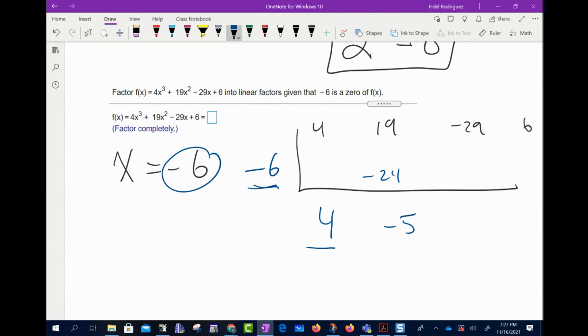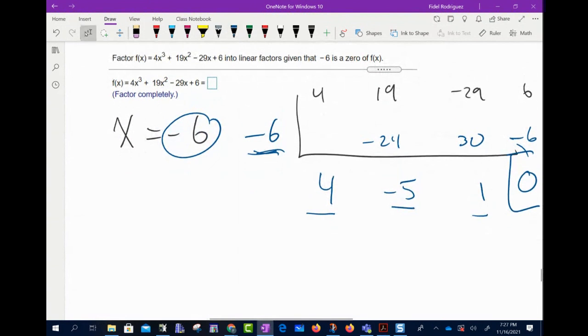I'm going to multiply again. -6 times -5, +30. That's going to leave me with a 1. Multiply one more time. -6 times 1, -6. There's my 0, right? Okay, so guys, I'm glad Robert asked me this question. Anytime it tells you that one of the numbers is a 0 and we use synthetic division, that means my remainder should be 0. If it's not, that means I made a mistake somewhere.